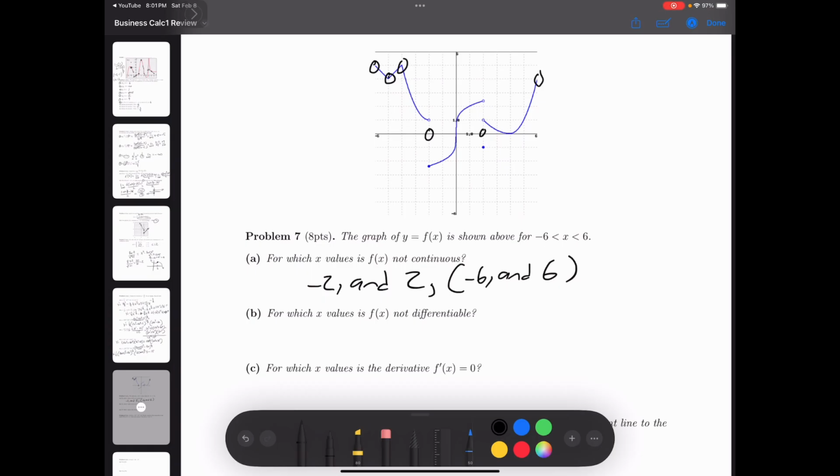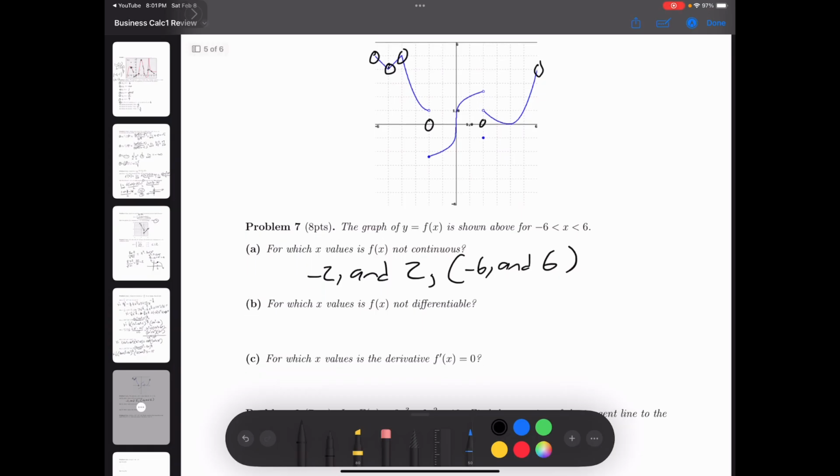For part B, we have for which values are we not differentiable. That's going to be at the peaks and valleys. So here we have a pointy spot. Here we have a pointy spot. That's at -5, -4. Also at -2 at those jumps. At 2. Also at 0, we're not differentiable because we have a vertical thing happening here. So at 0, we're not differentiable. We wouldn't get a value for that derivative.